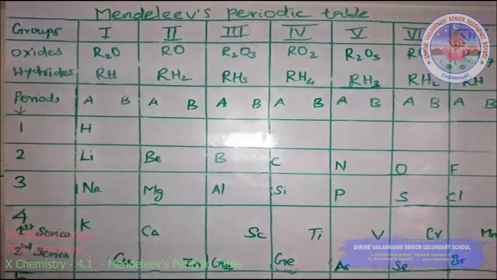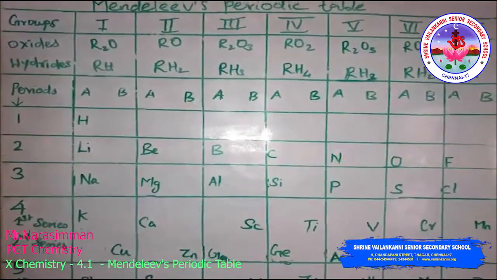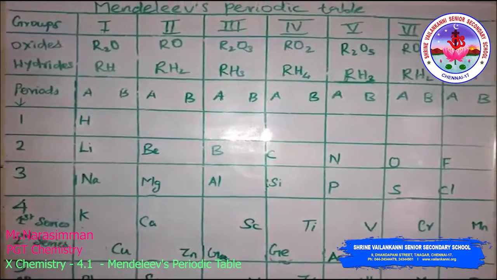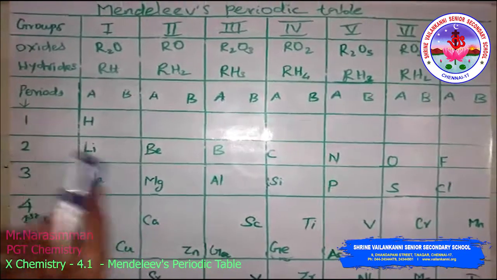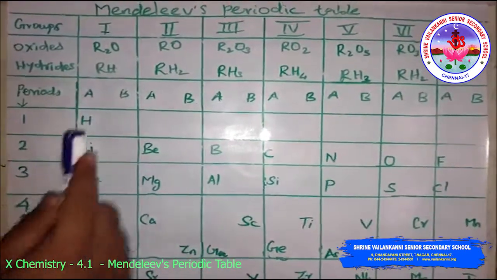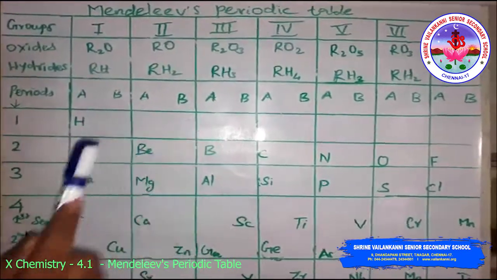The next is Mendeleev's periodic table. After the rejection of Newlands' law of octaves, many scientists continued to search for a pattern that correlated the properties of the elements with their atomic masses. Here, the main credit for classifying elements goes to Mendeleev, the Russian chemist.